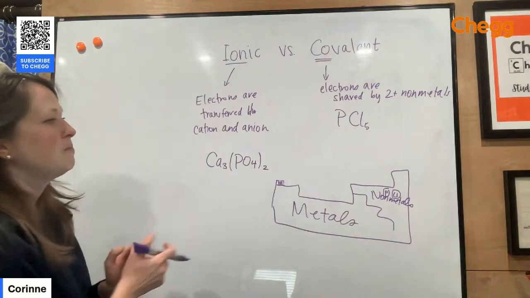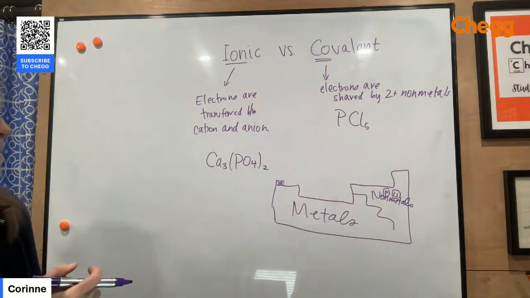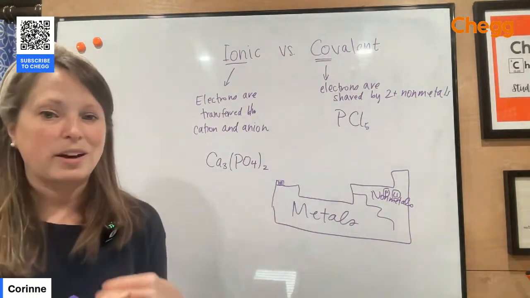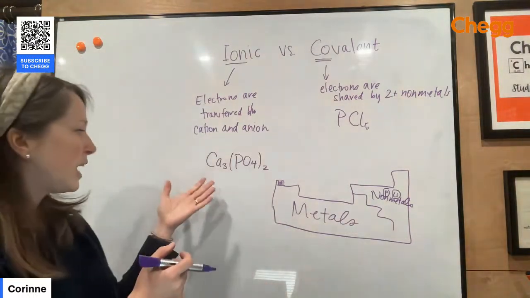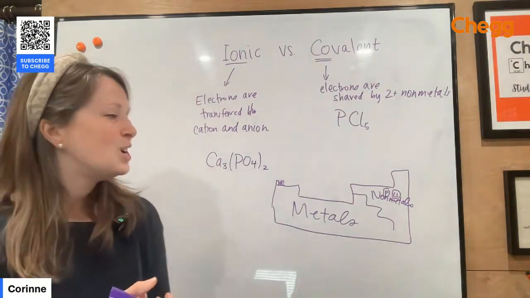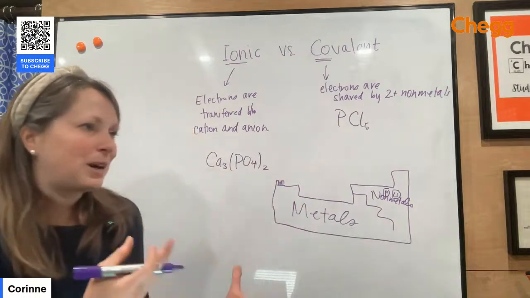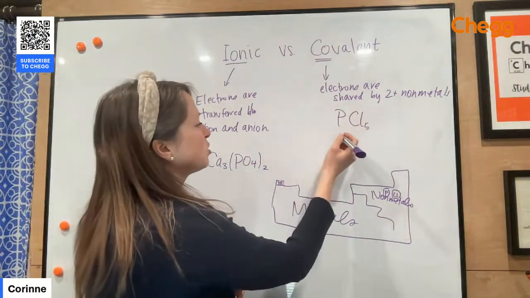All right, if we want to name these, with covalent compounds, you are going to use prefixes to denote the number of atoms of each element that you have in that compound. And this is because we don't have ions to designate the charge. So what we need to know is how many atoms we have, because there are going to be multiple possibilities based on how those electrons are shared.